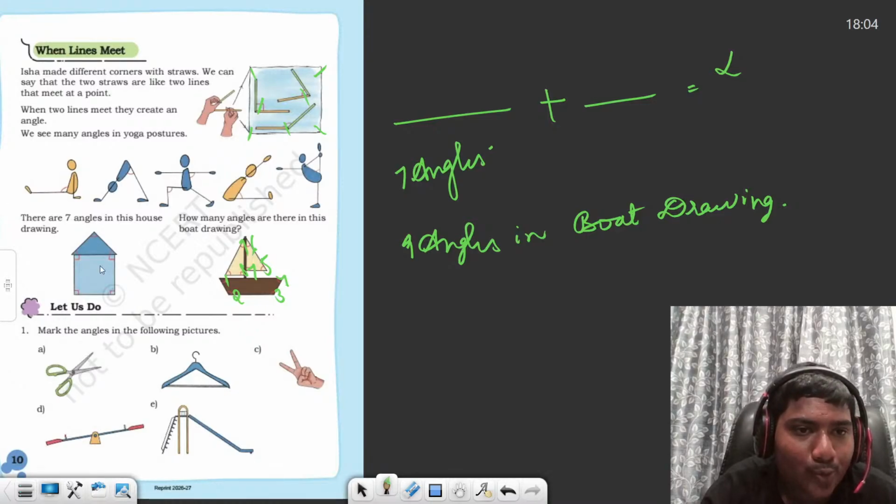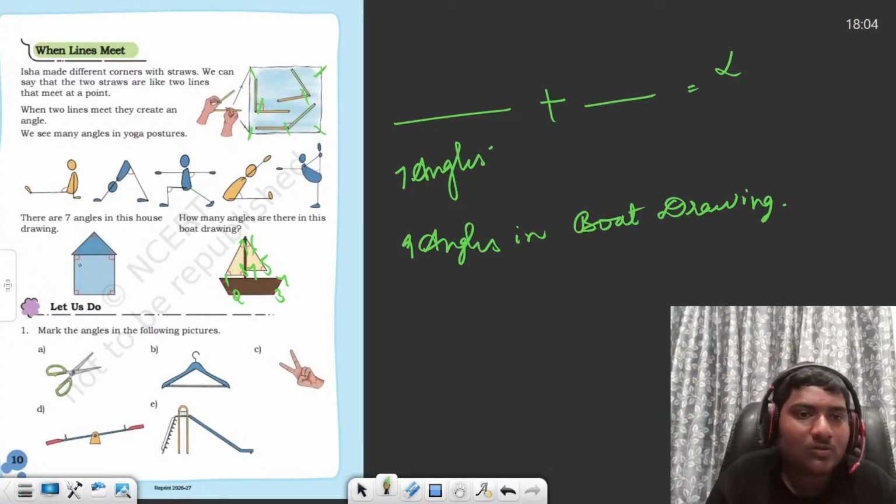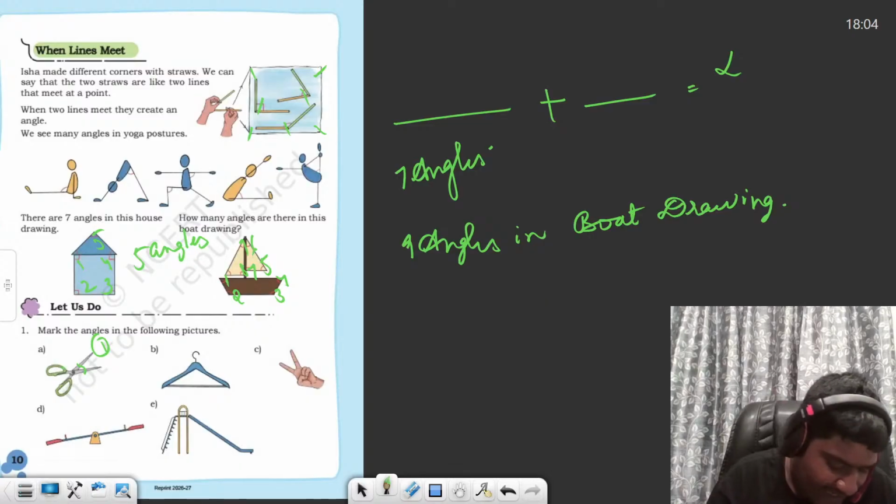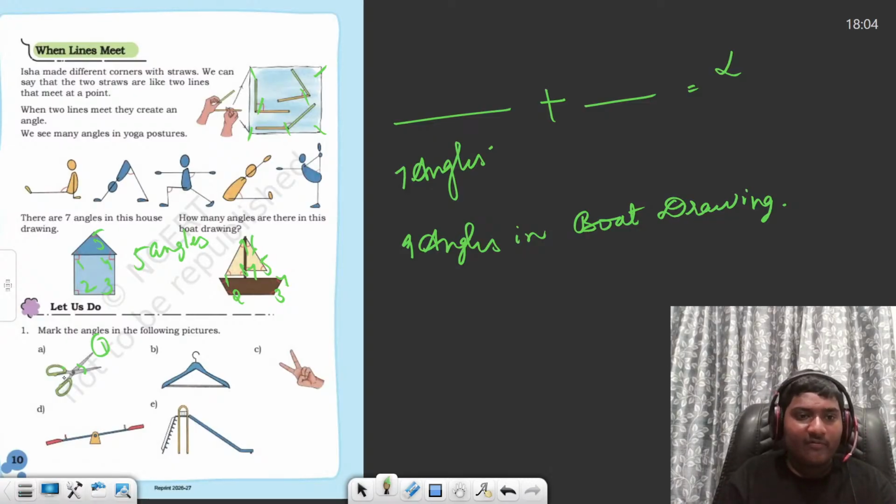Also, let us try for this question also. In this house, okay, 1, 2, 3, 4, 5. And where in this 5 angles. Mark the angles in the following picture. One, and where else, children? One, two. In this two we have one, two, three. In this three we have. In this how many we have? Only one angle we have.